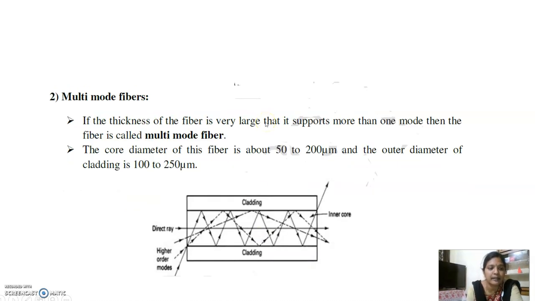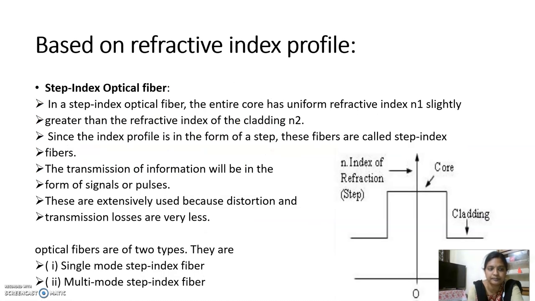Next, multi-mode fiber. Multi-mode means a number of rays can enter into the optical fiber because the diameter of the core is around 50 to 200 micrometer. Because of this large diameter, more rays can enter into the optical fiber and undergo TIR condition. That is called multi-mode fiber. In the case of single mode fiber, the diameter of the core is very small, whereas in multi-mode fiber, the diameter is very large, so more modes can enter into the optical fiber.